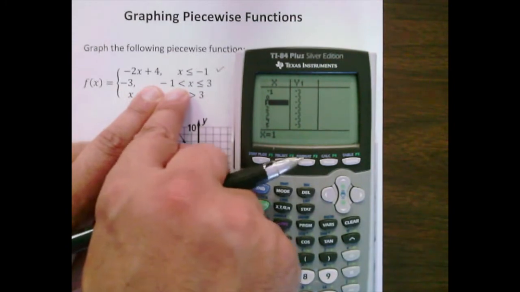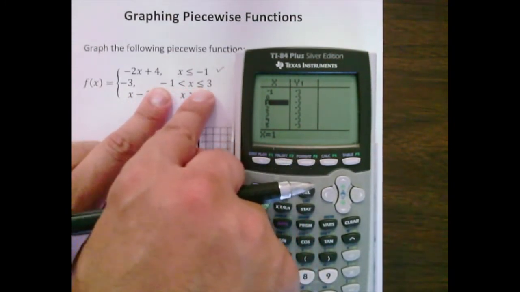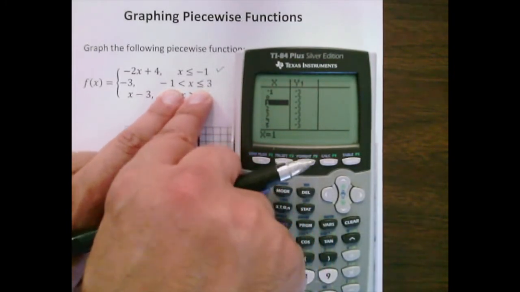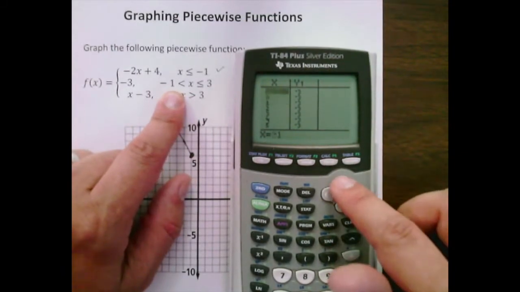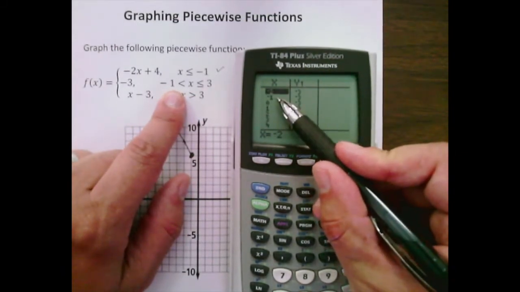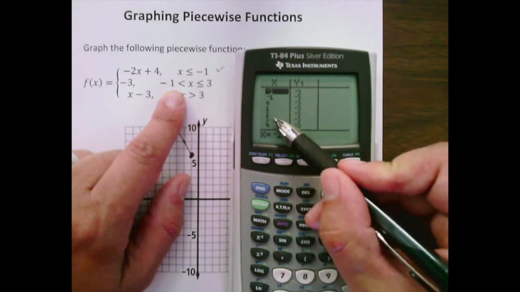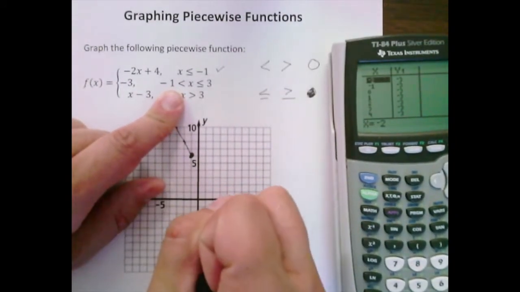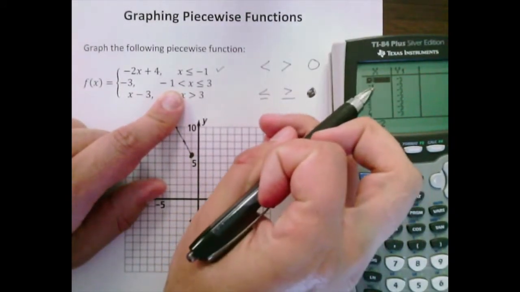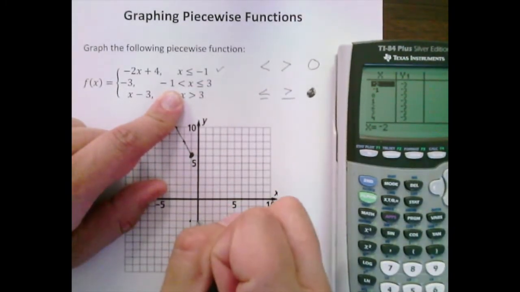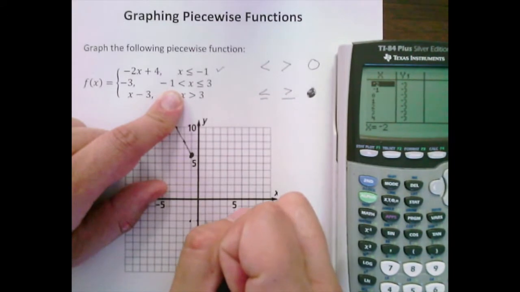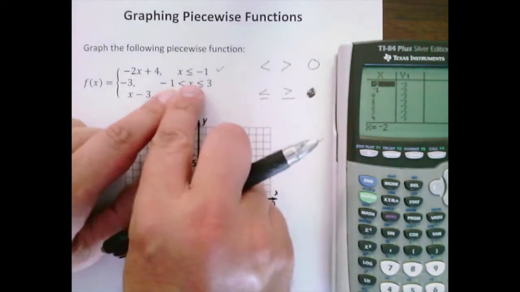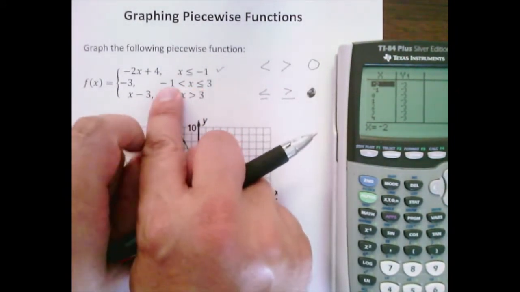This inequality says negative 1 is less than x, which is less than or equal to positive 3. So what this is saying in basic words is I need the x values from negative 1 to positive 3. So in my list, I'm only going to plot the points that have x values from negative 1 all the way up to 3. So at negative 1, I need to be at (-1, -3), which is down here. The next one would be (0, -3), (1, -3), (2, -3), and (3, -3). Because again, I only need the x values from -1 to 3.